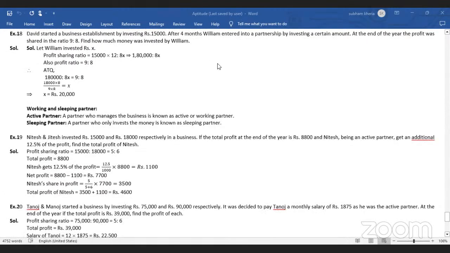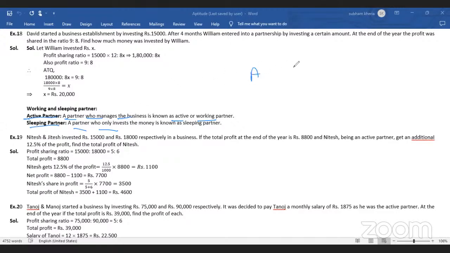Now there are 2 parts: active partner and sleeping partner. What is an active partner? An active partner is a partner who manages the business. It's called an active or working partner. A sleeping partner is a partner who only invests the money.